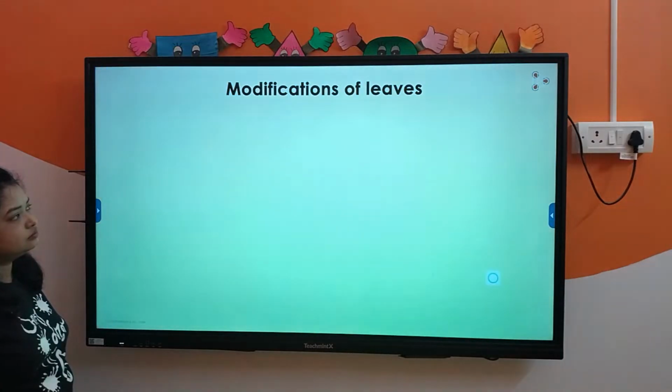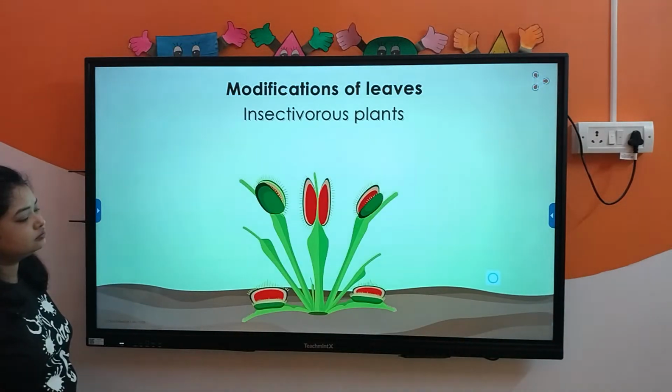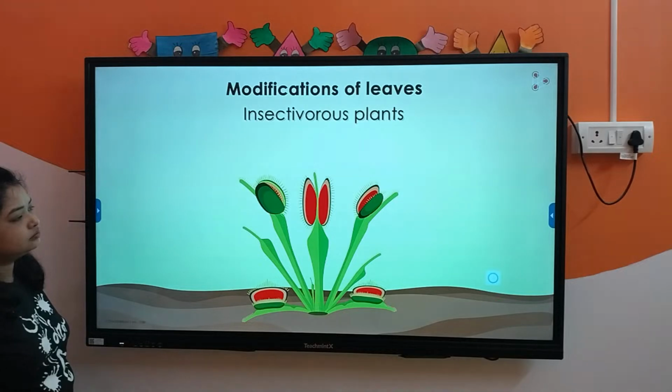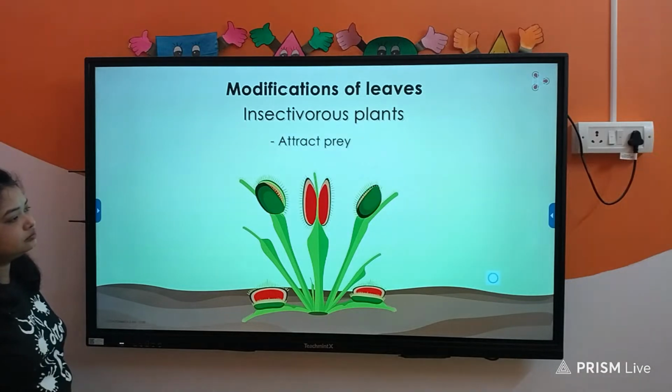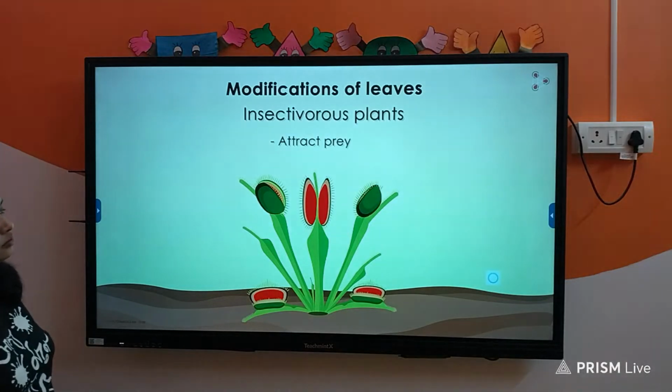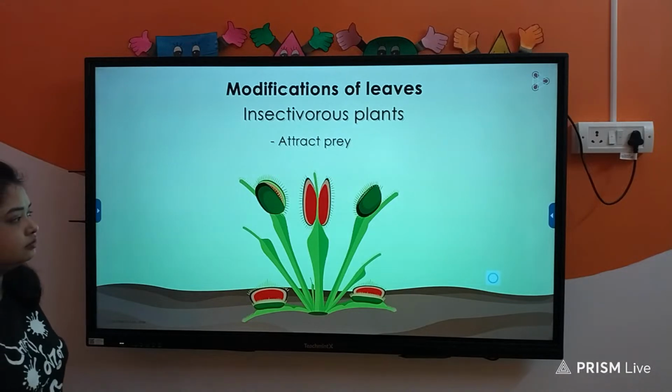Now our next set of modification is seen in insectivorous plants. Yes, carnivorous plants that prey on smaller animals have leaves modified to attract and catch hold of their prey. These plants are capable of photosynthesis but depend on insects in order to obtain proteins.